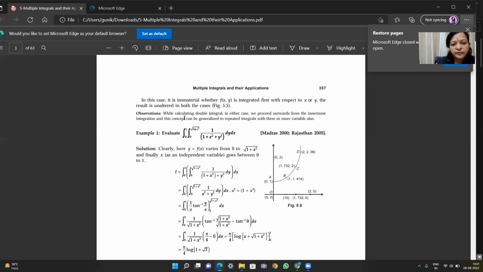So first we are here with a double integral. Here the integral is from 0 to under root of 1 plus x square, and the integral is 0 to 1. तो 0 to under root of 1 plus x square, इसका मतलब क्या है? This is the limit of y. y is varying from y equal to 0 to under root of 1 plus x square. So here clearly y equal to f(x) varies from 0 to under root of 1 plus x square. So y equal to under root of 1 plus x square.